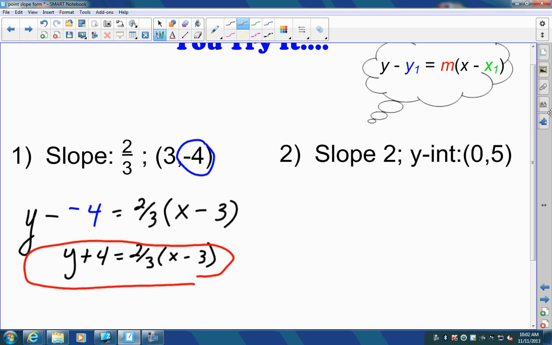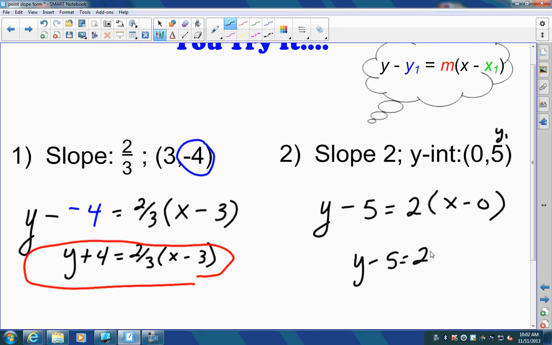The next one, y minus, well, here's y1 right there. So y minus 5 equals m, which is 2, the slope is 2, x minus x1, which is 0. Now, you also could get rid of that 0 and just have y minus 5 equals 2 times x. Okay, because when there's a 0, nothing happens.